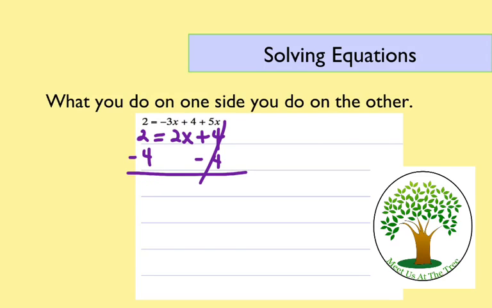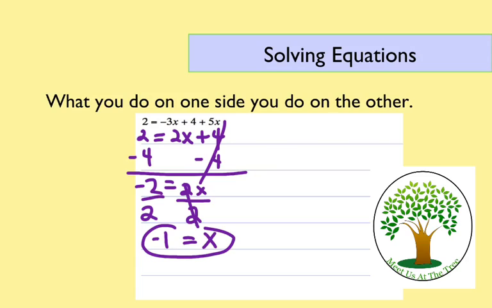So I will subtract that out. This will become negative 2, and I will bring down that 2x. This now is a multiply. I am multiplying the 2 times the x. So to bring that to the other side, I must divide by 2 on both sides. That will reduce to x, and negative 2 divided by 2 is negative 1. Let's show you another one.